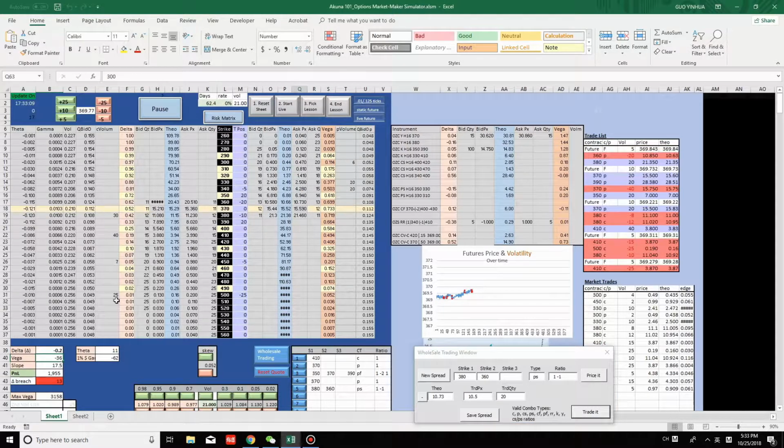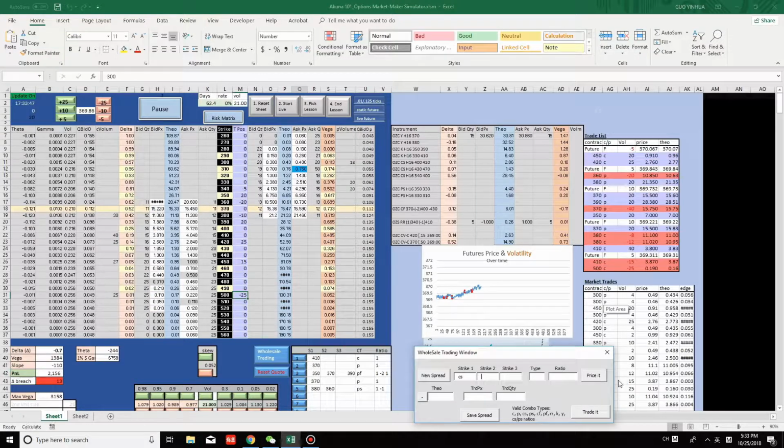And okay, we just observe that the prices keep going up, so we buy another call spread in order to gain if the price keeps going up.